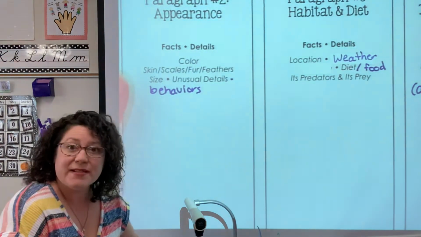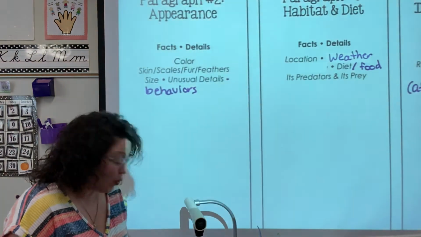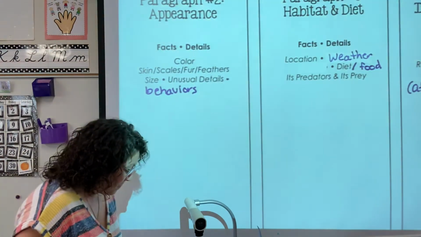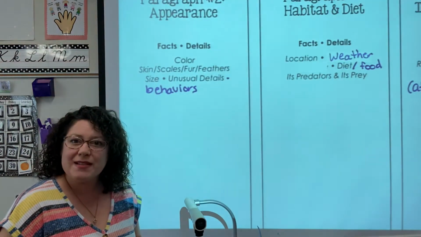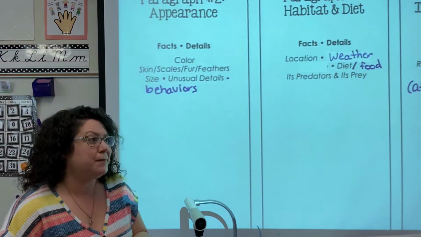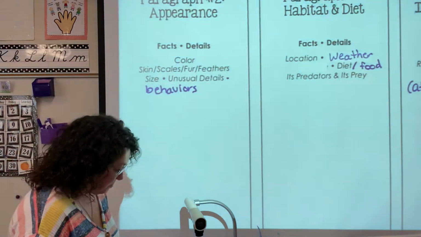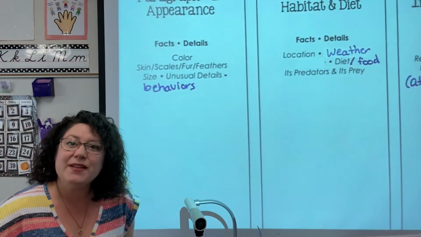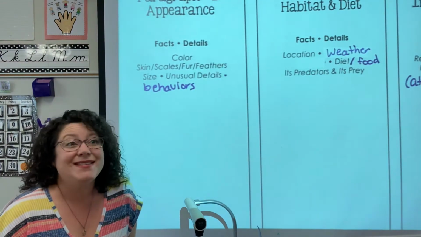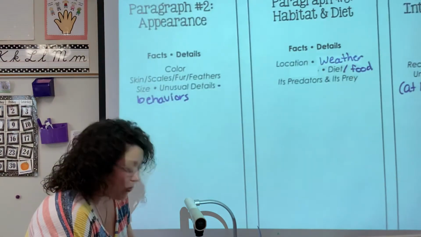So our appearance is our facts, what the animal looks like, color, what kind of skin, or maybe they have scales or fur or feathers. What's the size of it, sorry. Unusual details, you know, like cheetahs have the different colored spots, or behaviors. How does that animal act? Does it fly? Does it swim? Does it run? Does it hang from a tree if you picked a sloth? All right, so that's where you're gonna write your notes.